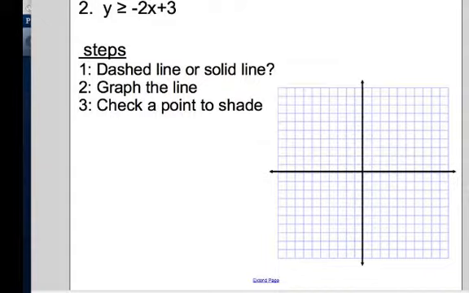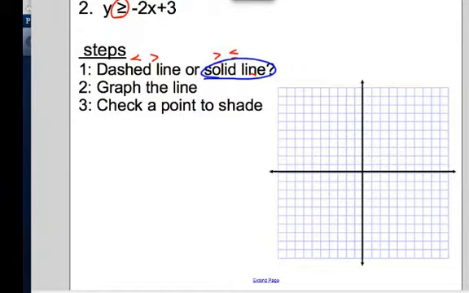Second problem: y is greater than or equal to negative 2x plus 3. Once again, we have to decide, is it dashed or solid? Remember, it's solid if it can be equal to. It's dashed if it can't, if it's purely less than or greater than, and solid if it's greater than or equal to or less than or equal to. I look at my symbol and I see it's greater than or equal to, so that tells me it is going to be a solid line.